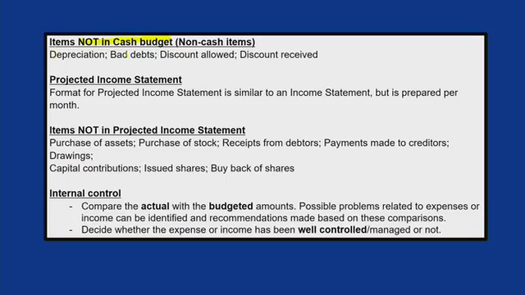Depreciation, bad debts, discount allowed, discount received, these are not cash items. On the other hand, if I ask you what is not in a projected income statement, it is anything that is not an income or an expense. And that would then be anything like purchase of assets or purchase of stock, which is an asset, received from debtors, that's an asset, paying creditors, that's a liability, drawings is equity, it's not an expense, same with capital, shares is also equity but not an income. So these two things, make sure you understand that 100%.